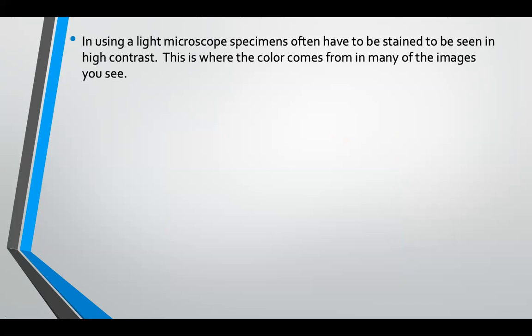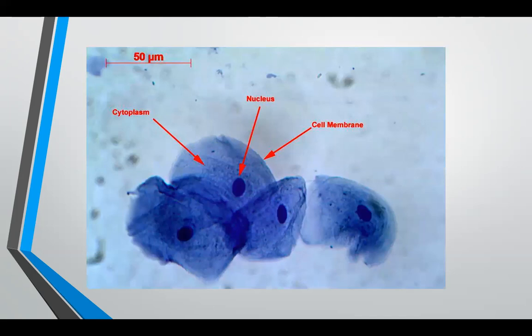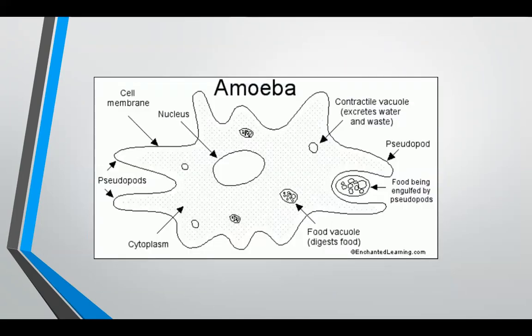In using a light microscope, the specimens often have to be stained to be seen in extremely high contrast. So this is where the color comes from in many of the images that you see. For example, this is a look at some plant cells. Normally plant cells aren't stained this purplish bluish. This color comes from the stain that is put on the plant cells so that you're able to see the detail.